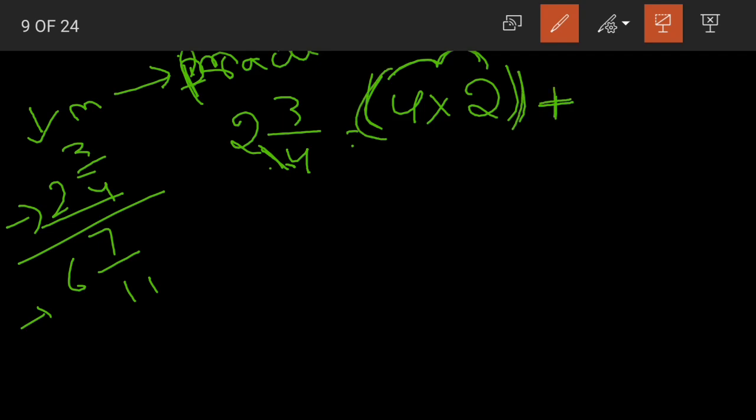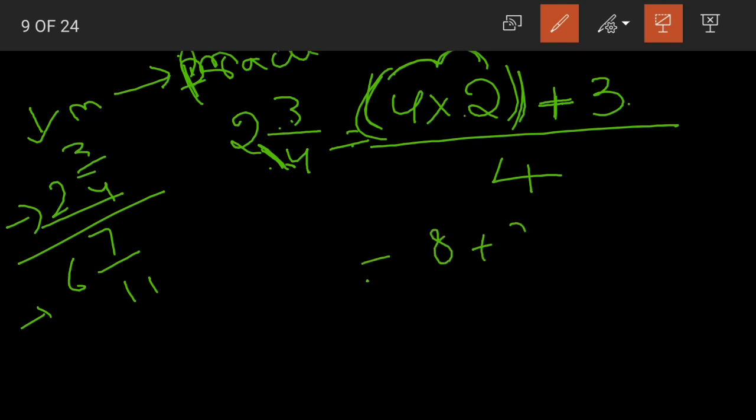Now then we have to add the numerator. Yes, then we have to add the numerator and whole divided by the denominator. Yes, 4 into 2 plus 3. Now 4 2s are 8 plus 3 divided by 4. 8 plus 3 gives us 11. 11 by 4. Clear, students?